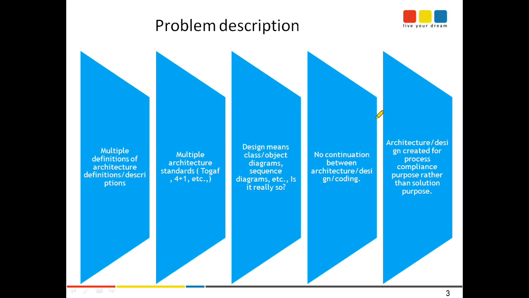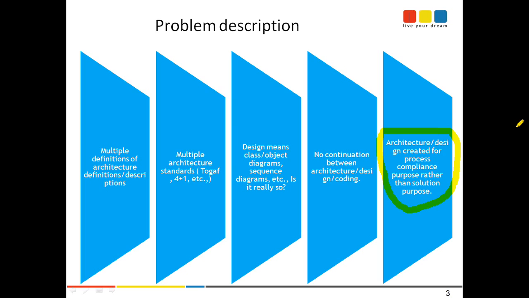Now let's look at the final problem. In how many of your organizations is the architecture and design created for process compliance purposes rather than for the solution? Organizations, in order to get good branding, say CMMI level 5, CMMI, ISO, and as part of that a lot of documentation is required. So they say, okay, create an architecture document, checklist done, design document done. When something is done for process compliance purposes, it cannot really be used in solving a problem.